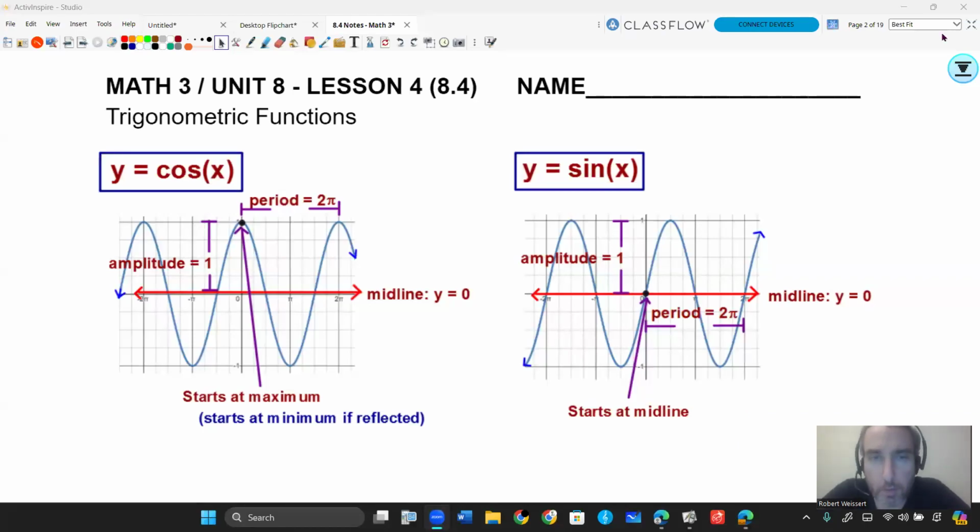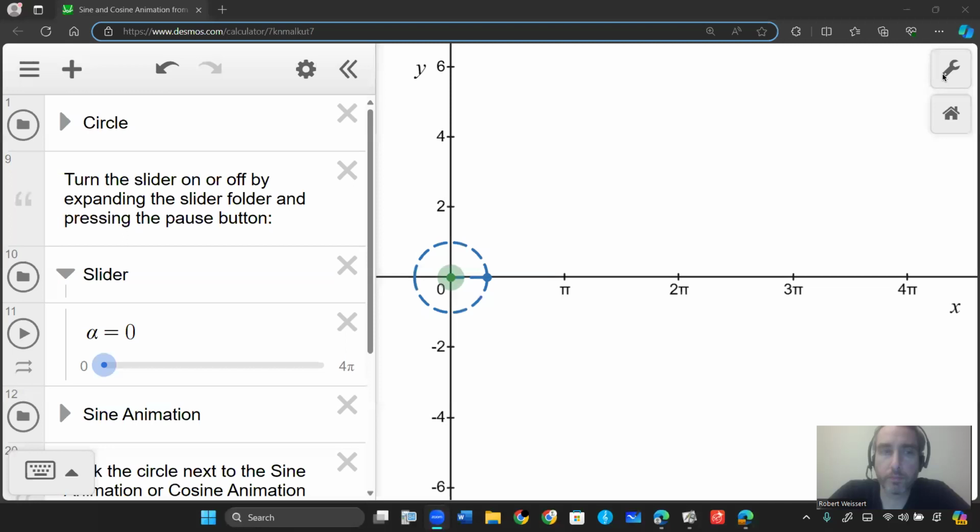Welcome, friends. In this video, we're going to be going over how to graph trigonometric functions, which are sine and cosine functions. It starts with a unit circle. Plain and simple, when you rotate something, it's going to create a periodic function. Let's take a look at an example.